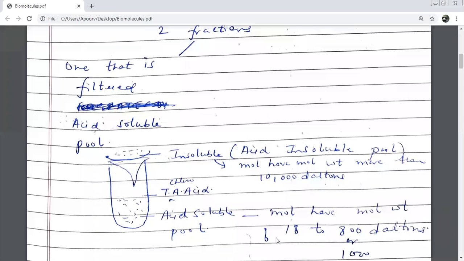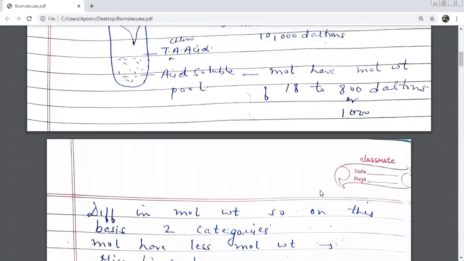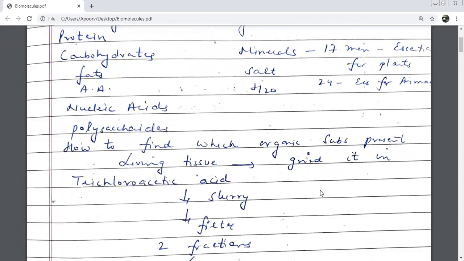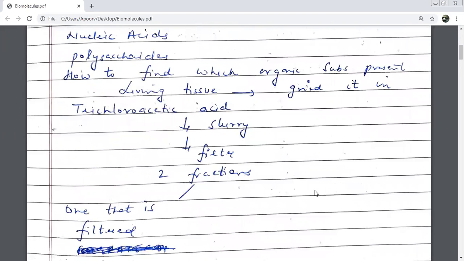See, if this acid soluble pool starts from 18 to 1,000. In some books, you will find it is written 800. In some books, you will find it is written 1,000. It would be better to learn 1,000, beta, because 18 to 1,000 are acid soluble, and more than this, more than 10,000, we are going to have the acid insoluble part. What did we take when we started with? We took a living tissue.